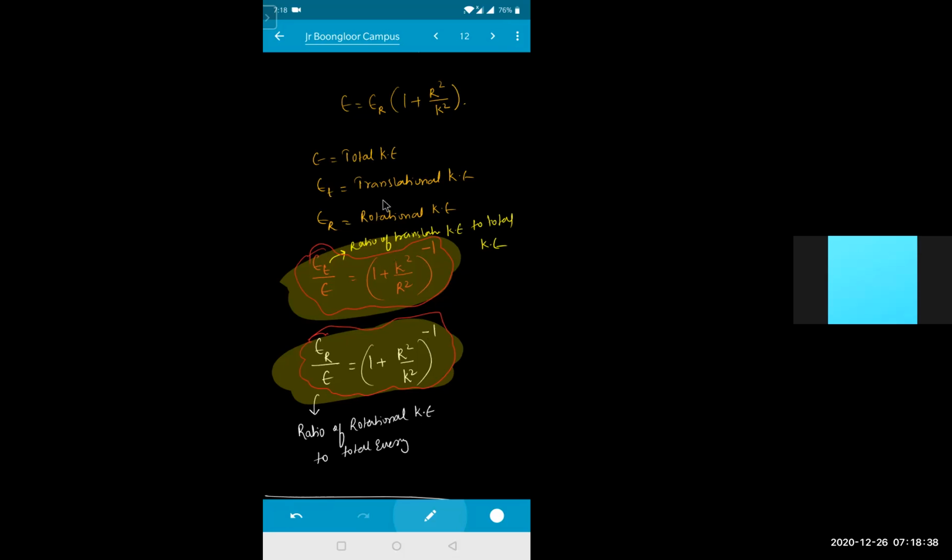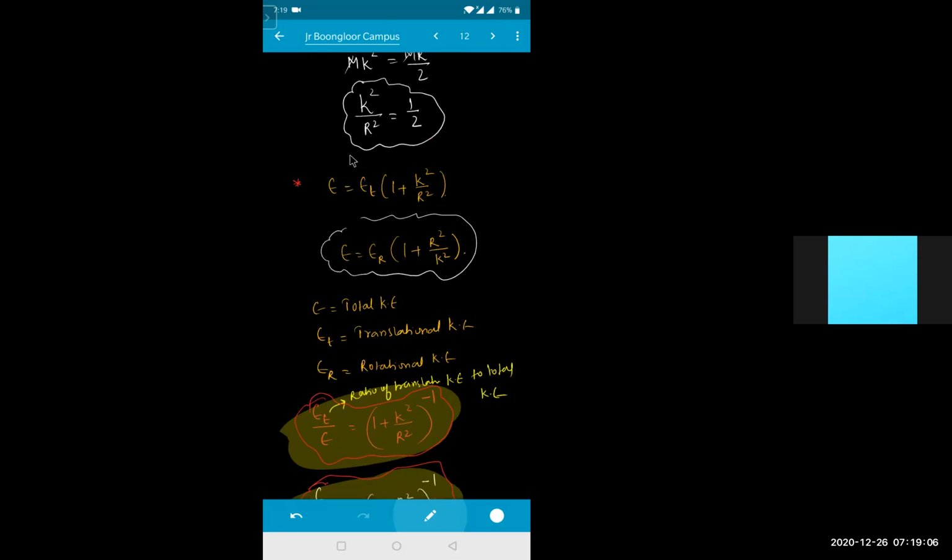From this one only, take E_R by E_T, this comes down and that goes up. If you just remember this one basic formula, you can write anything. If it is asking the ratio of translation by total energy, or E_R by E_T, or rotational by total energy, then 1 plus r square by k square to the power of -1. So these are the two formulas which you need to remember while doing numericals. With a little bit of practice, you can remember this.